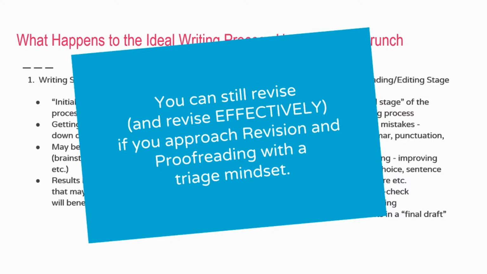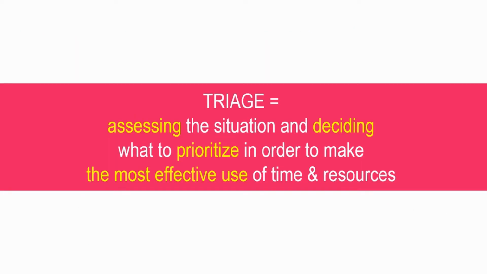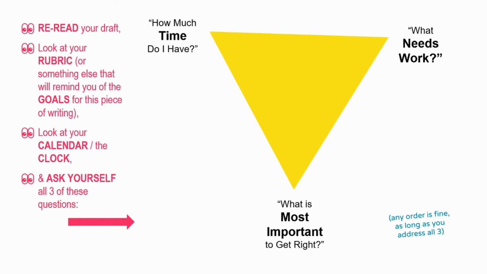So all this is to say that you can still revise effectively if you approach revision and proofreading with a triage mindset. And remember, triage is assessing your personal situation and then deciding what to prioritize. So you have power in this situation. Before you ask yourself the important questions about time and resources, first reread your draft, look at your rubric, and look at your calendar and your clock. Then ask yourself, how much time do I have? What is most important to get right?